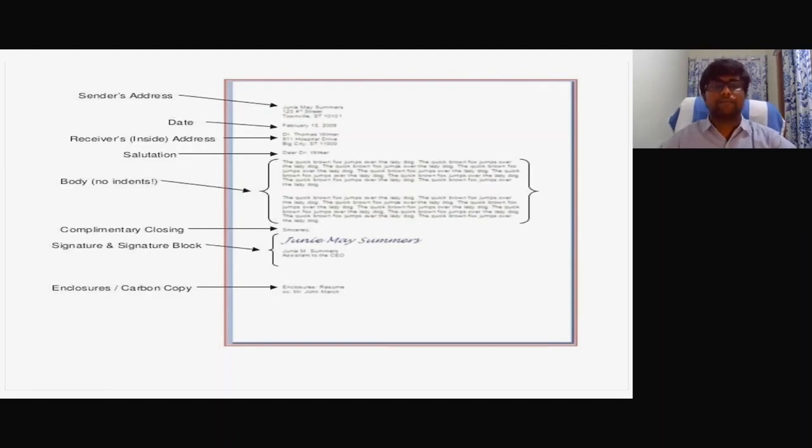Then next the body, which gives the outline of the letter and the purpose of the letter, and then next comes the closing, next the signature, which proves the authenticity and genuineness of the letter, and then next if we are enclosing any copies or any documents, then we will be stating that these are the different documents which are being enclosed with this letter.